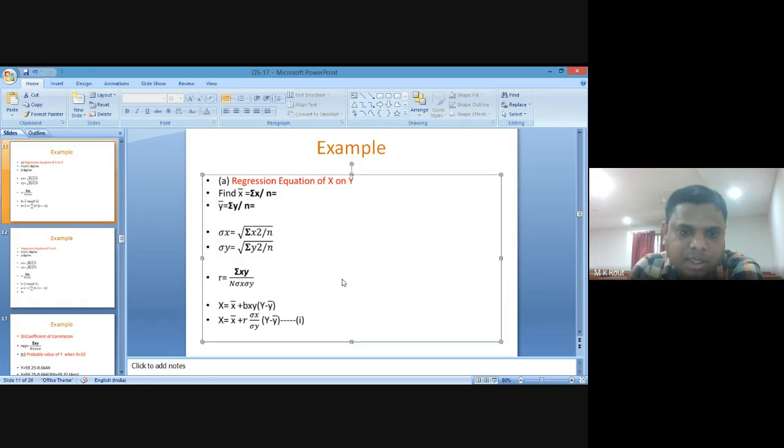I repeat, here we have to find all the values. x bar is calculated in the first step, r in the previous step, and sigma x and sigma y are calculated in step number 2, and y bar is also calculated in step number 1, that is 38.